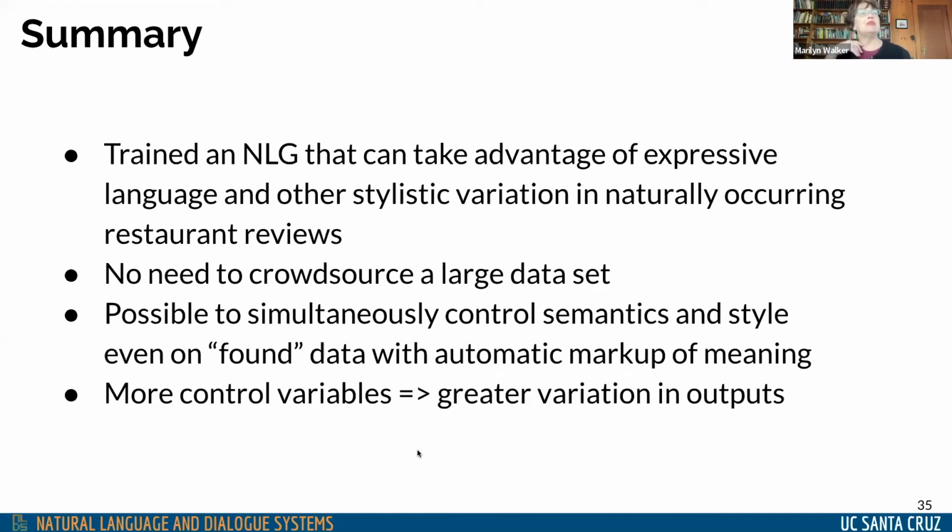I'm about half done, and that was one set of experiments. So we trained an NLG that can take advantage of expressive language and other stylistic variation in naturally occurring restaurant reviews. We didn't need to crowdsource a large data set. We could take advantage of what was already there, found data, and we show that it's possible to simultaneously control the semantics and the style with fully automatic markup of the meaning. And we showed that the more control variables we use, the greater variation we get in the outputs. And I have more slides in the extra slides later if anybody wants to follow up with questions about this.